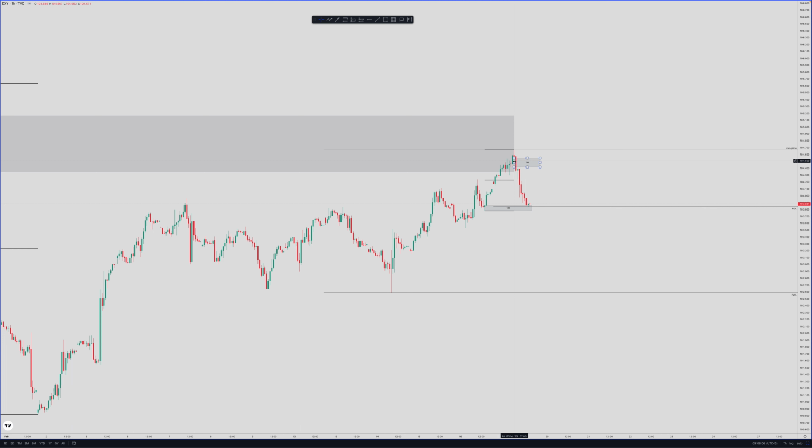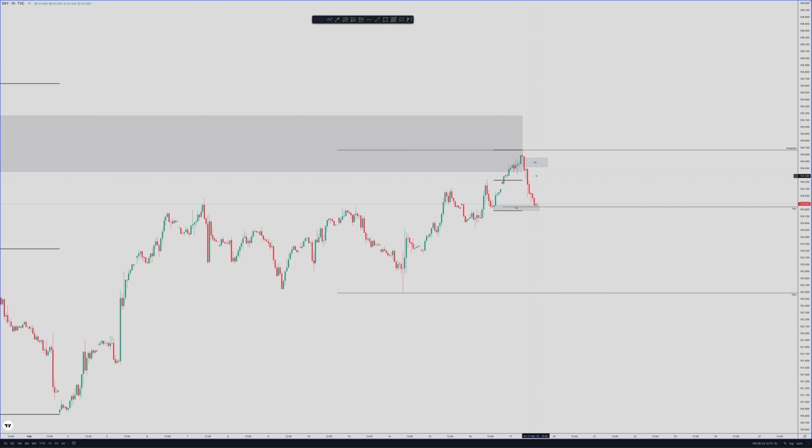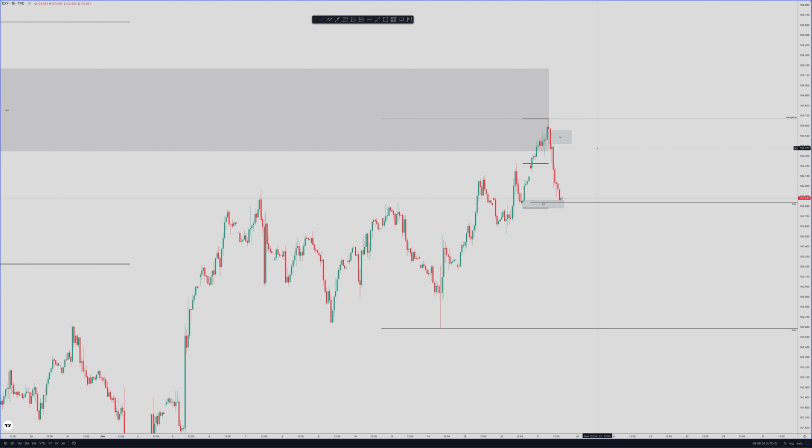The reason why I've boxed out the imbalance first is because it could respect the imbalance. It doesn't have to come up to the order block up here. So if it violates that order block, then I can just move this. That's fine. So that's me done with DXY. I don't want to get too much into detail just yet on that. We'll move on to EU.